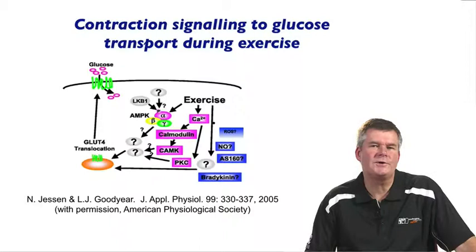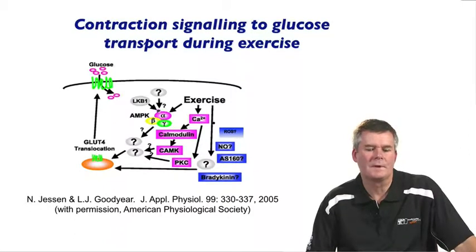Given that the translocation of GLUT4 from inside the muscle cell to the sarcolemma is very important in removing the plasma membrane as a barrier for glucose uptake, there's been a lot of interest in the molecular regulation of this GLUT4 transport process. And you can see in this slide a number of molecules and enzymes that have been implicated in this GLUT4 translocation process.